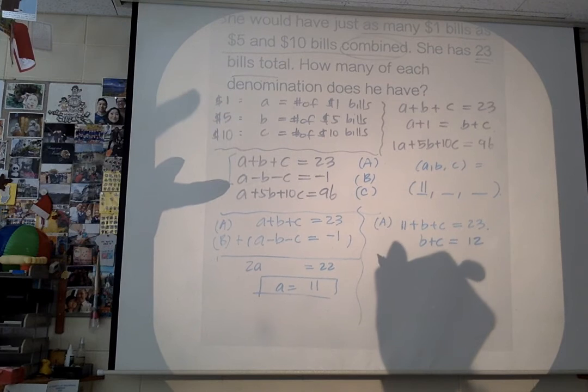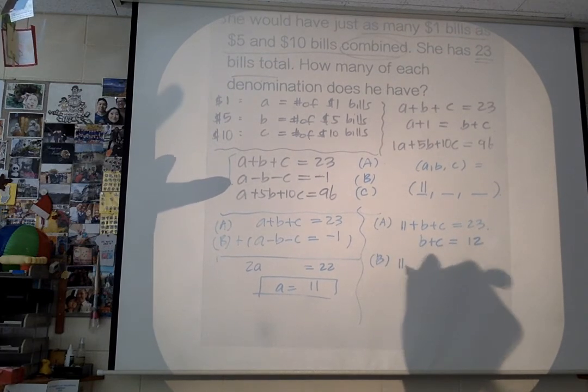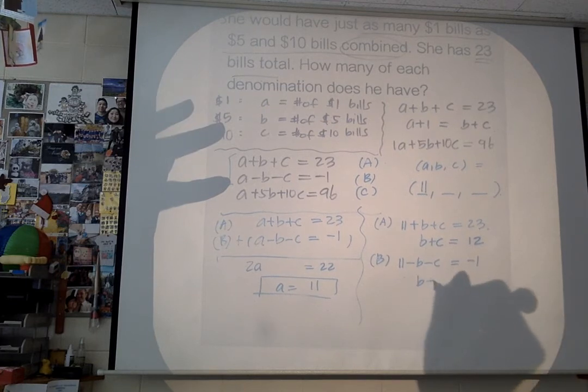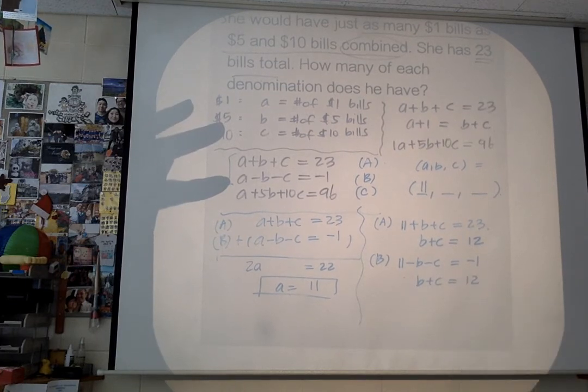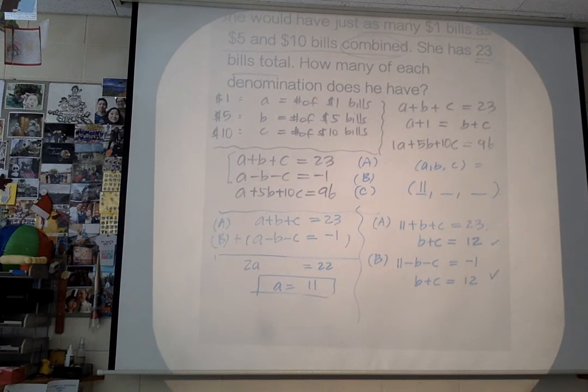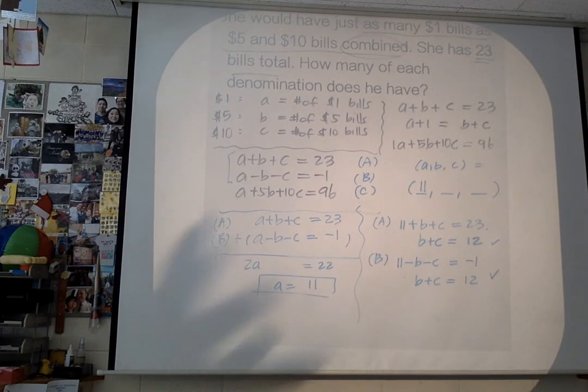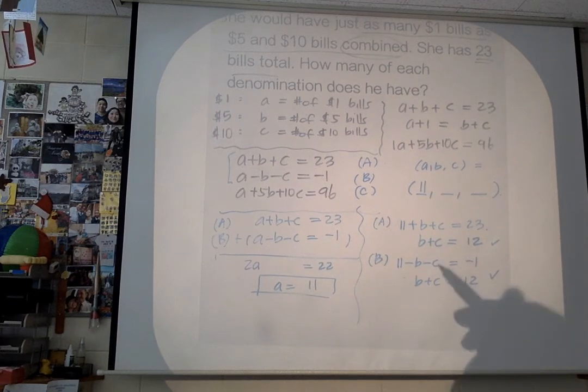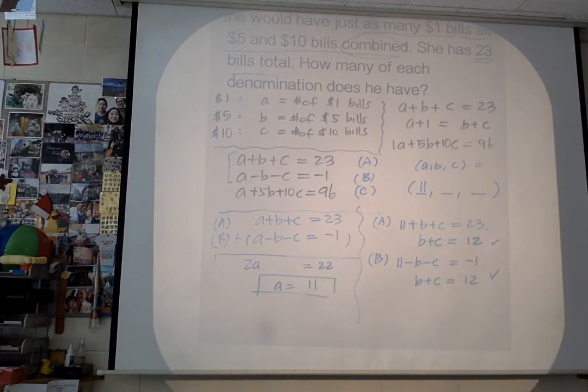Let's plug it back into the second equation. A is 11, minus B minus C is equal to -1. Then when we simplify that, don't we get B plus C equals 12? Whoa, it's the same thing. So what can we conclude? The number of $5 bills and $10 bills is going to be 12, but we don't know how many of each. It could be 6 and 6, it could be 4 and 8, but we know that they're going to add up to 12 bills.